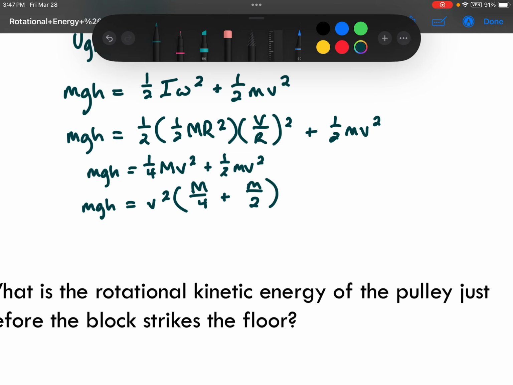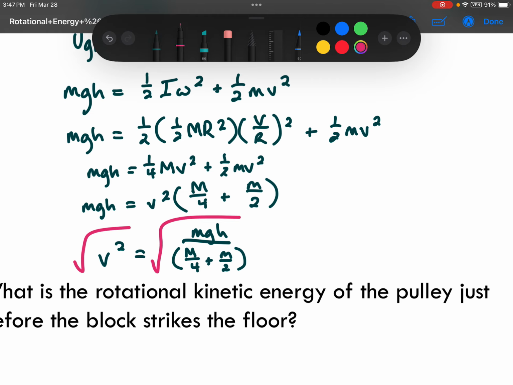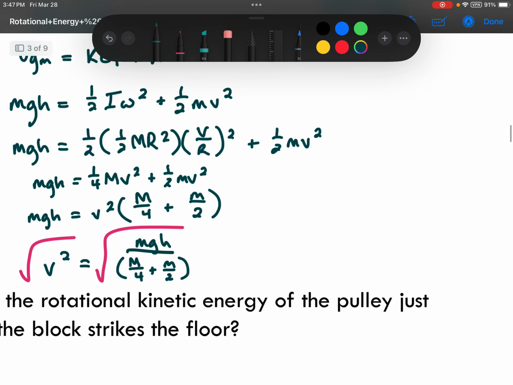And then just dividing both sides by the big M over 4 plus little m over 2, we're going to get v squared is mgh over big M over 4 plus little m over 2. And then we're going to want to square root both sides. All right, so that's our expression. In this case, we actually have numbers, so we can go ahead and put in those values.